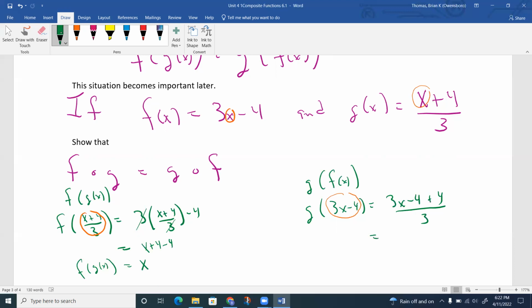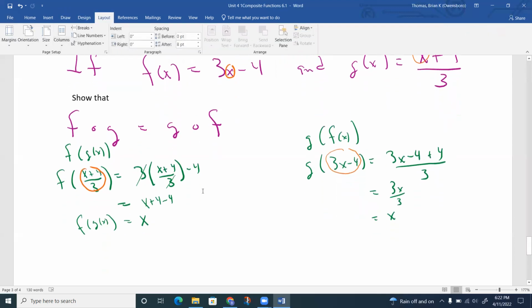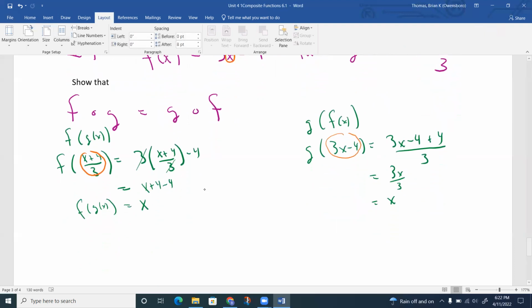To simplify this, we have to simplify the numerator first. The negative 4 and the 4 would zero out. That gives me 3x over 3. The 3's would then cancel out, and now we have just x. So what we pick up on then is g of f of x also equals x.